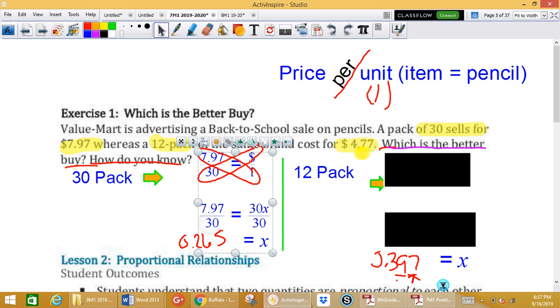So I get $7.97 equals 30x. Divide each side by 30, and I wind up with X is equal to 0.265, which means that is 0.27, 27 cents.